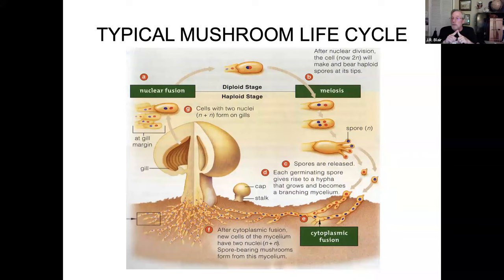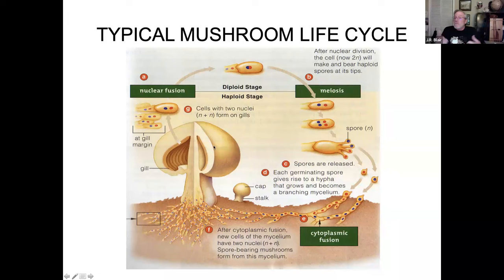Now, when we look at fertilization of animals or plants, cytoplasmic fusion is almost immediately followed by nuclear fusion. That happens within minutes of the cytoplasmic fusion. However, with most fungi, at least the ones that produce mushrooms, and there are other ways this can happen in other groups, nuclear fusion doesn't happen until the fruiting body forms. And this could be years.